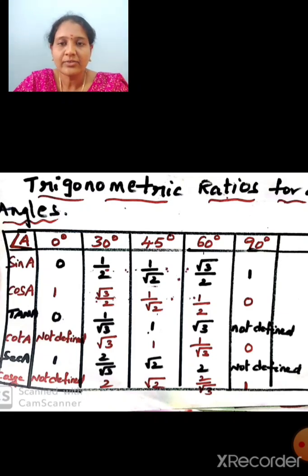Next likewise cos 60 is 1 by 2. Reciprocal of it is 2. Next cos 90 is 0. This is not defined for sec 90. Likewise cosec, reciprocal of sin, is not defined.